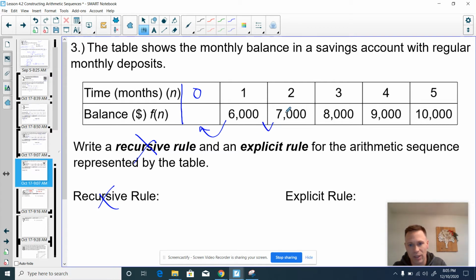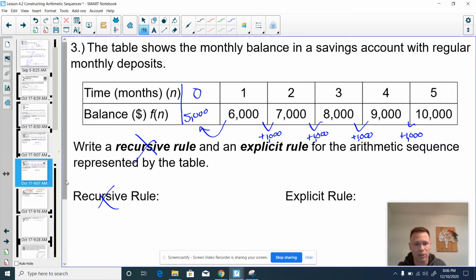Well, if I go from 6,000 to 7,000, that's plus $1,000, right? And then I'm adding $1,000 again, and I'm just going to complete this because I want to, adding $1,000 again, right? So that is my common difference. That's that value of d. So that means if I want to go back to the beginning of time when this bank account was formed, I have to subtract $1,000 to go to month 0. And at month 0, before I started making deposits, that would be $5,000.